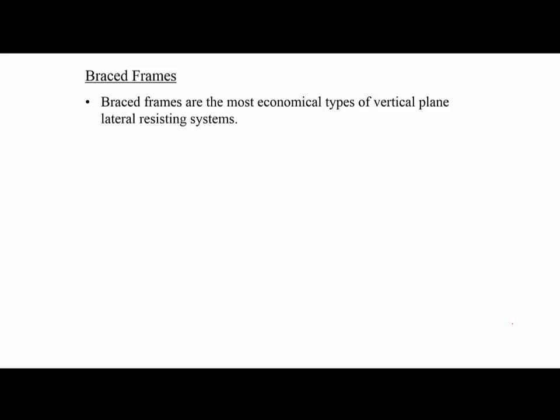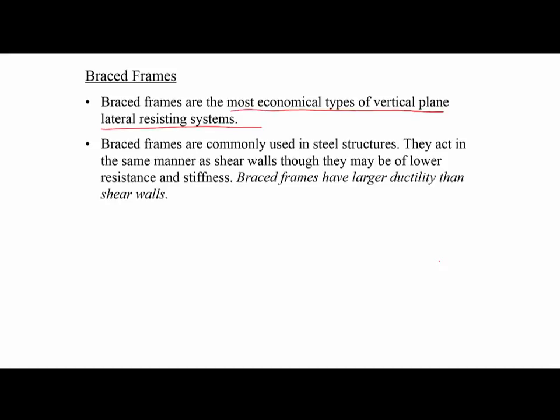Now, the next vertical lateral load resistance system is the brace frame. Brace frames are basically the most economical vertical plane lateral resisting systems, especially for a steel structure. Brace frames are typically used in steel structures, and they can act as a stiff lateral force resisting system like shear walls, which are also very stiff. And they can basically provide both shear resistance and stiffness.